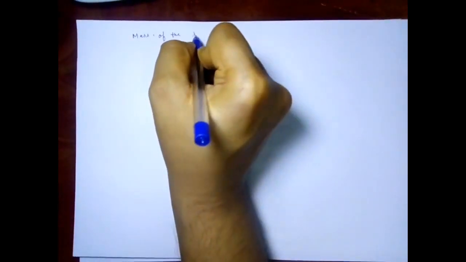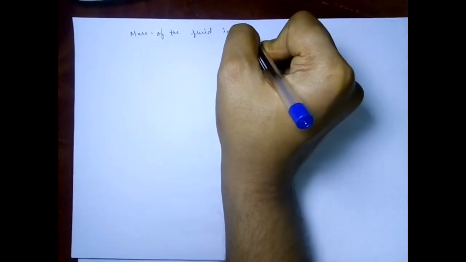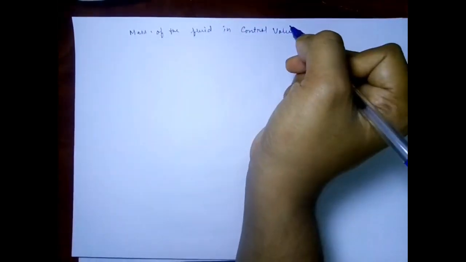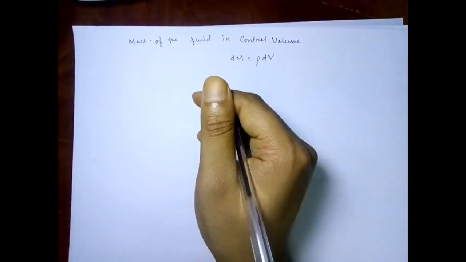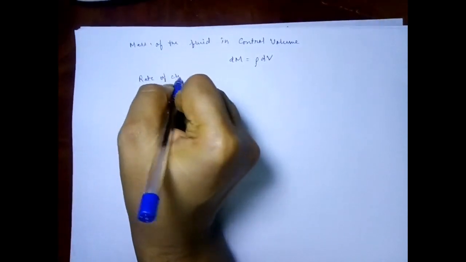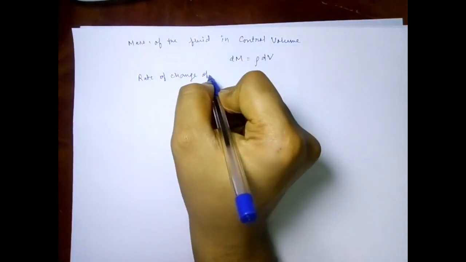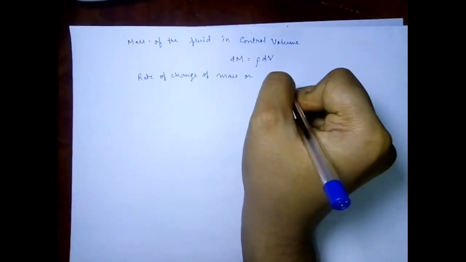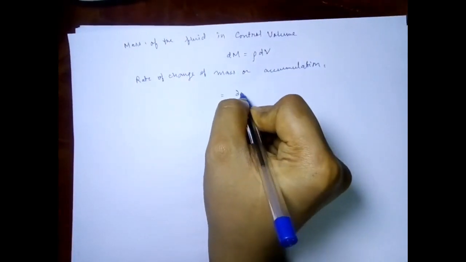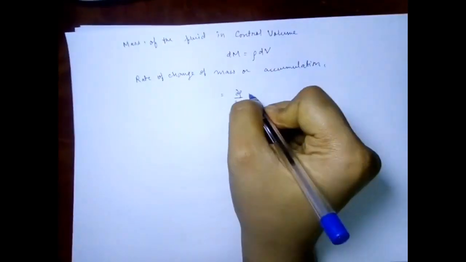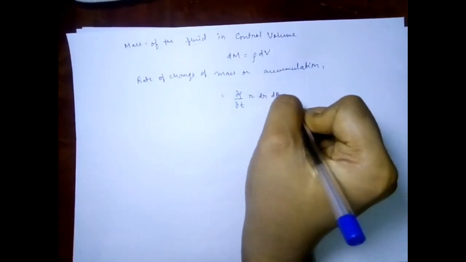So the mass of the fluid in the control volume, dm, will be equal to rho dV, and therefore the rate of change of mass, or accumulation, in the control volume will be equal to del rho upon del t times r dr d theta dz.